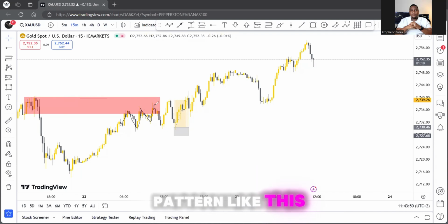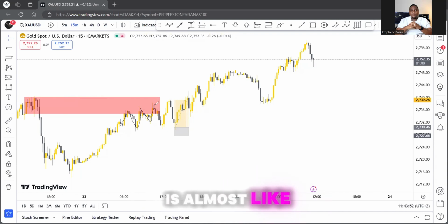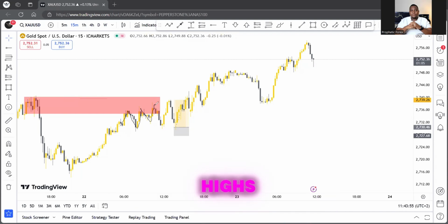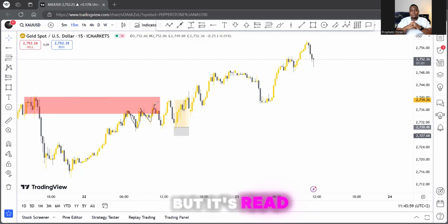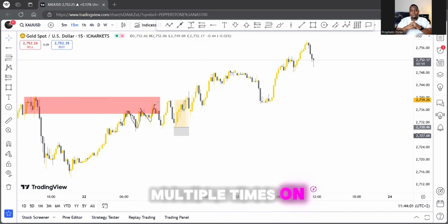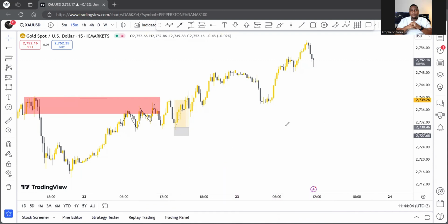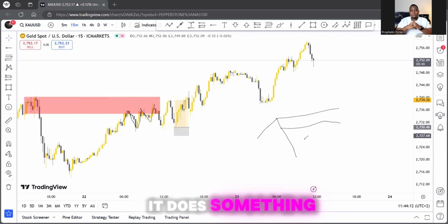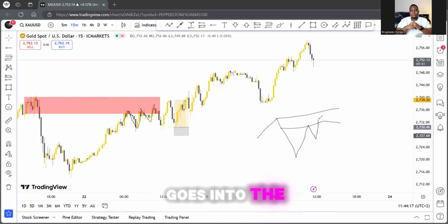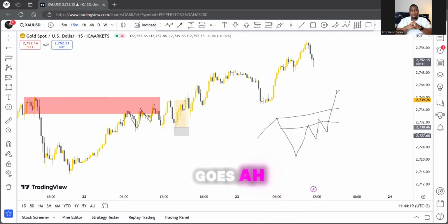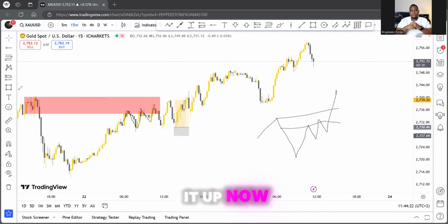Once you see a pattern like this on the market, where the market is almost like it's creating higher highs or it's creating a bullish trend within a zone, but it's retesting multiple times on it. Something like this, guys. Let me just draw for you a nice zone. Okay. And let's say that is the zone over there. And when the market gets into it, it does something like this, touches at the lowest, comes back, maybe goes into the middle of the zone, comes back, goes, oh, I messed it up now.